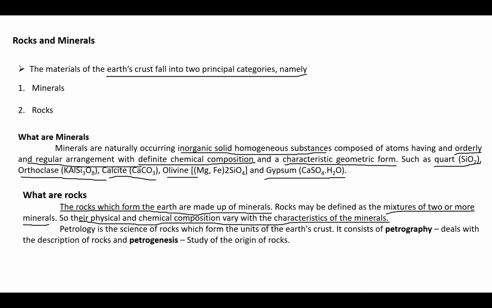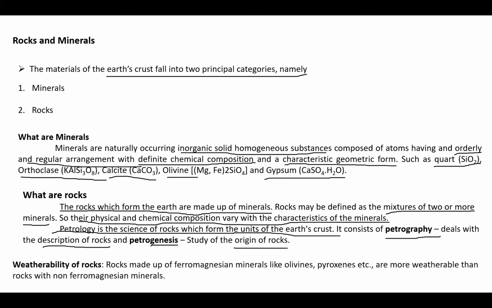The study of rocks is called petrology, the science of rocks, which deals with the unit of the earth's crust. Petrography, graphy meaning study, gives the description of the rocks. And petrogenesis is the origin; remember the word genesis, which means origin of the rock. So petrography means description of the rocks, and petrology means the science of rocks, which deals with the unit of the earth's crust.